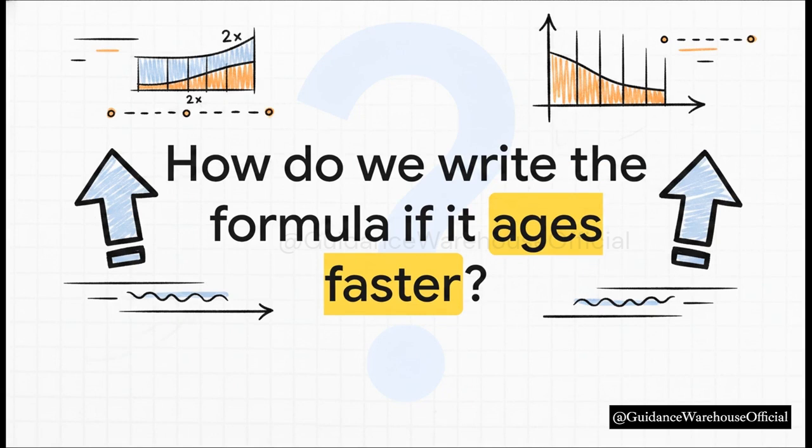Before we finish this section, let's do a quick retention check. If the timeline is twice as fast, it means we reached the exact same milestone in half the time, right? So how do we write that? We write it as an inside multiplier of 2, like f of 2x.